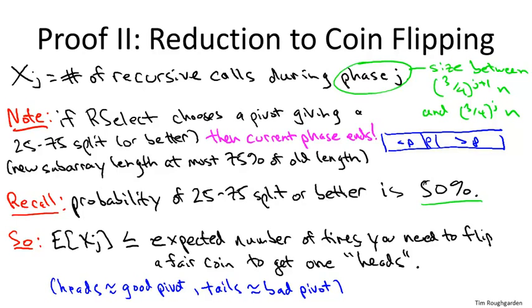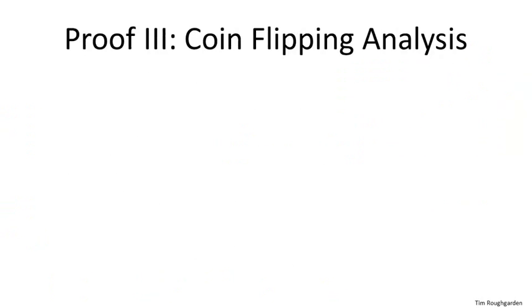This correspondence gives us a very elementary way to think about the progress that our randomized selection algorithm is making. There's one recursive call at every step in our algorithm, and each time we either choose a good pivot or a bad pivot. Both could happen, 50-50 probability. Good pivot means we get a 75-25 split or better. Bad pivot means, by definition, we get a split worse than 25-75. So what have we accomplished? We've reduced the task of upper bounding the expected number of recursive calls in a phase j to understanding the expected number of times you have to flip a fair coin before you get one heads. On the next slide, we'll give you the classical and precise answer to this coin flipping experiment.